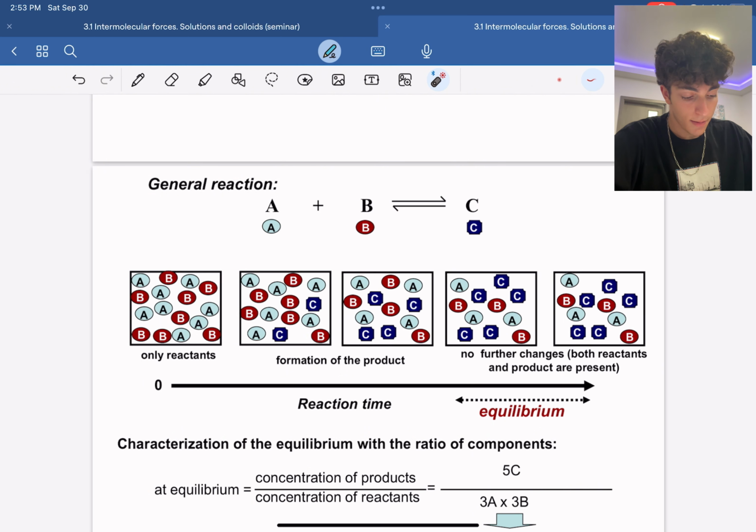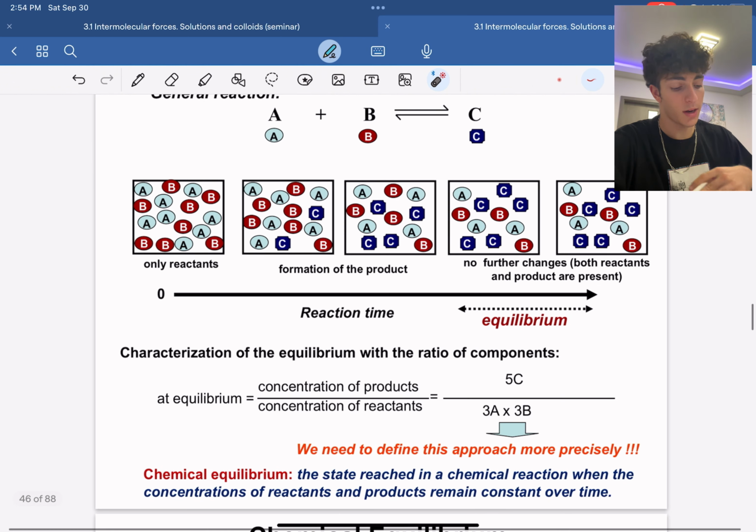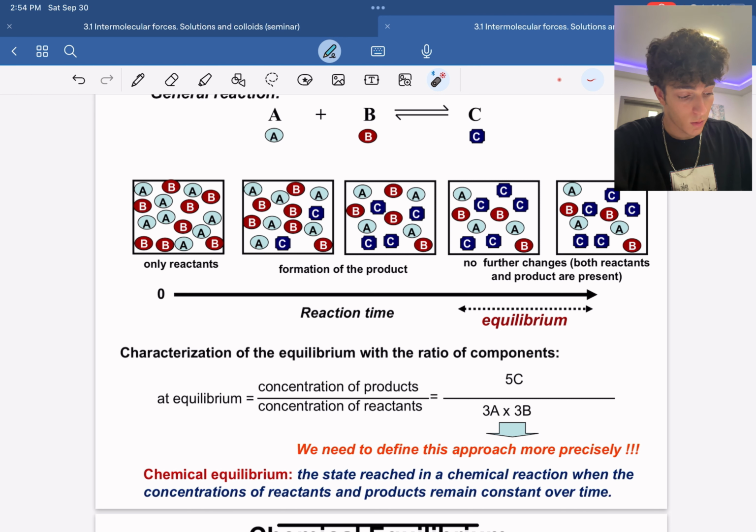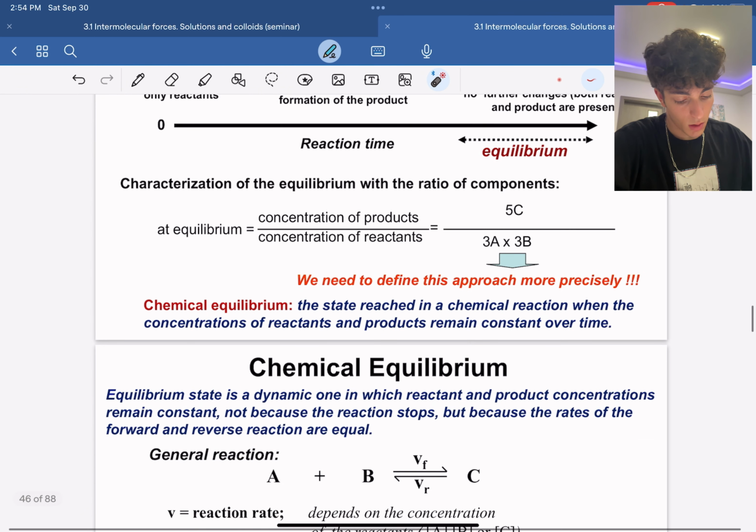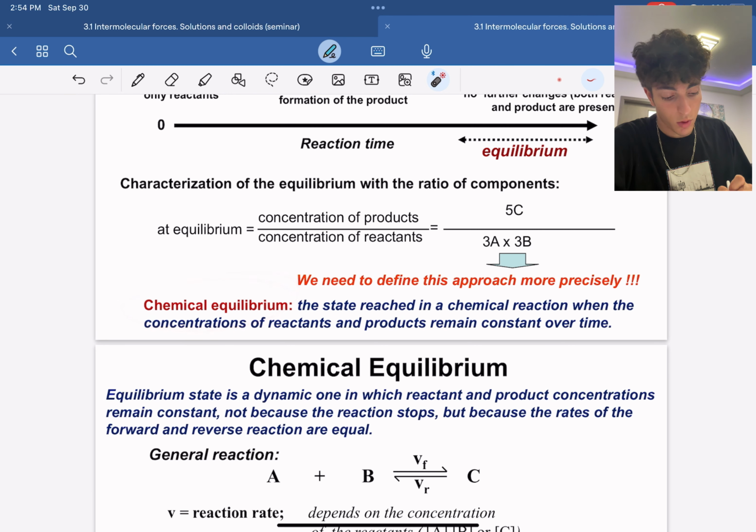And what is that? In simple terms right now, we're going to get into specific ones. We're going to do products, which is 5 C, over how many B's are there? 3, times how many A's are there? 3, right? Giving this. As I said, this is the more precise definition: the state reached in a chemical reaction when the concentration of reactants and products remain constant over time.